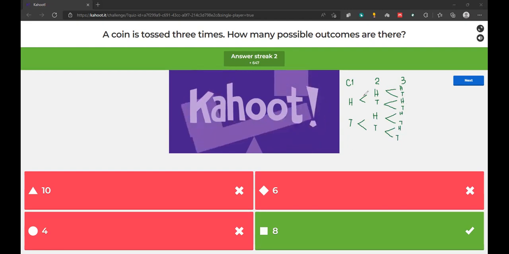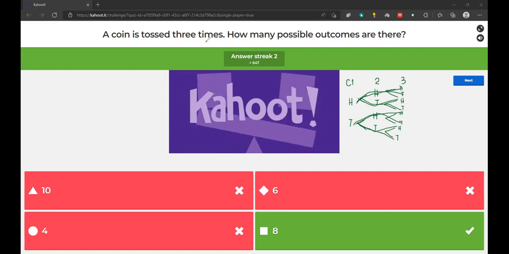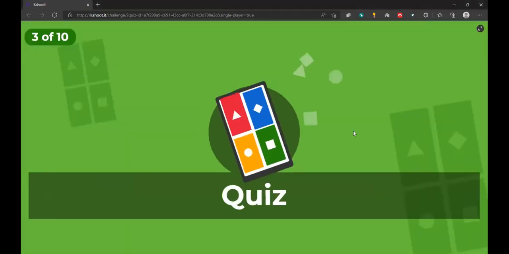Okay? So now, what are the possible outcomes? The possible outcomes would be head, head, head. Head, head, tail. Head, tail, head. Head, tail, tail. Tail, head, head. Tail, head, tail. Tail, tail, head. Tail, tail, tail. Very similar to our example in our logic lesson in the midterm, okay? Okay, let's go to the next question.